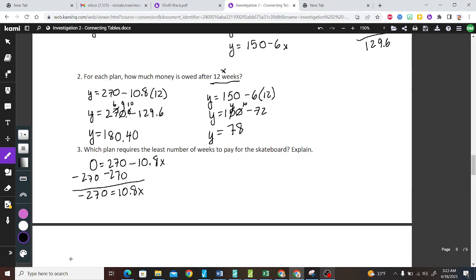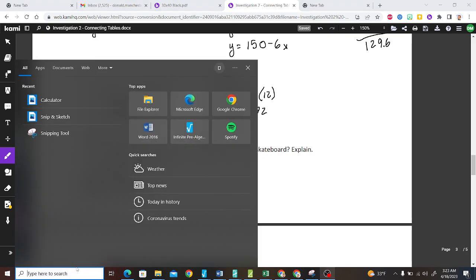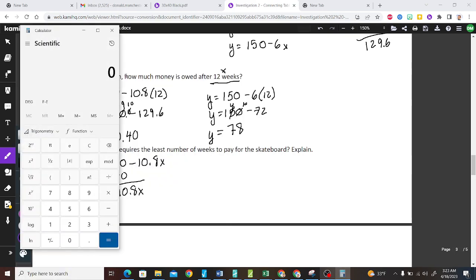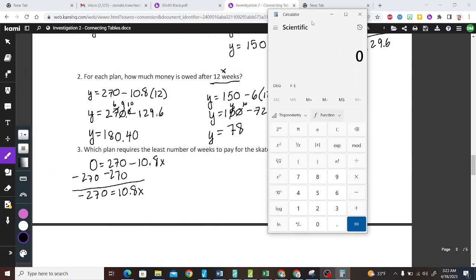Okay, I have to admit at this point, I'm going to pull up a calculator. I just don't feel like doing this part in my head right now. 270 divided by 10.8 gives me 25. So we divide by 10.8, and x equals 25. So plan number 1 is going to take 25 weeks.